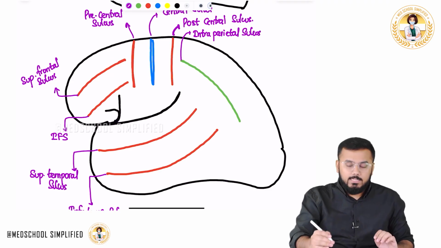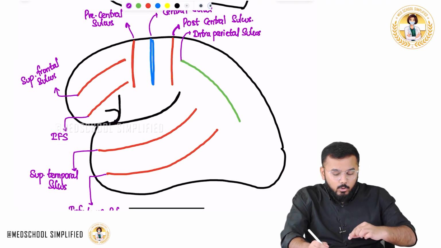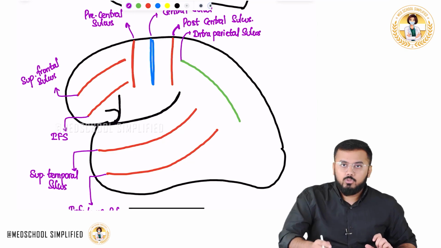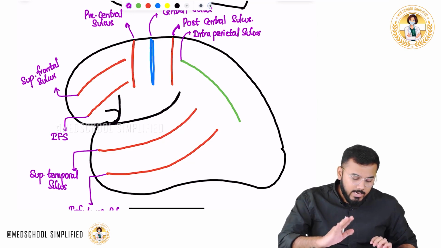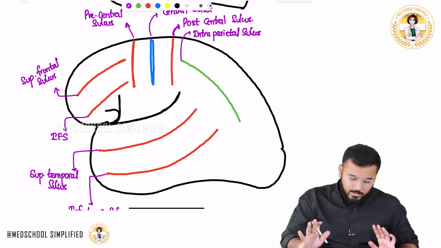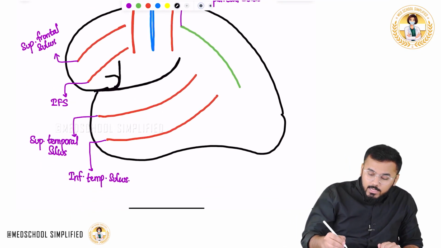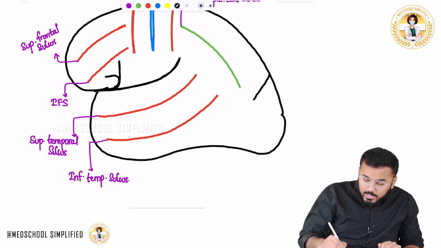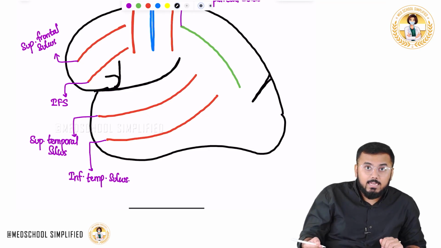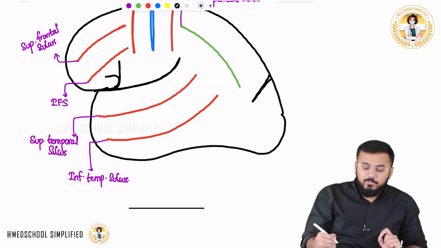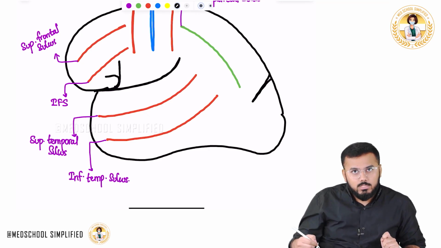Now the intraparietal sulcus is dividing the parietal lobe into two parts, right? One part is on the top, one part is on the bottom. So what are these two parts? Again, these two parts we will discuss in a minute. Next important sulcus which you should never forget is the calcarine sulcus, or also called the parieto-occipital sulcus, which is dividing the parietal lobe from the occipital lobe.